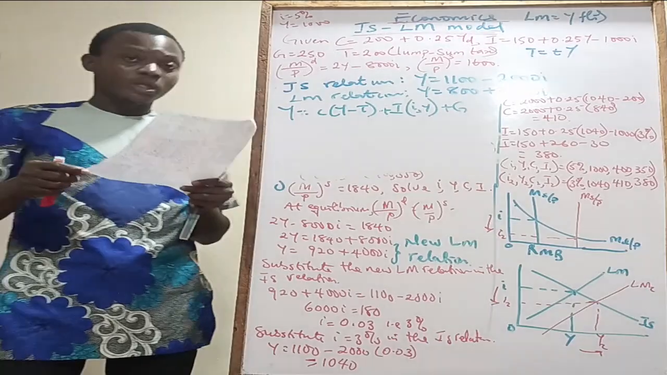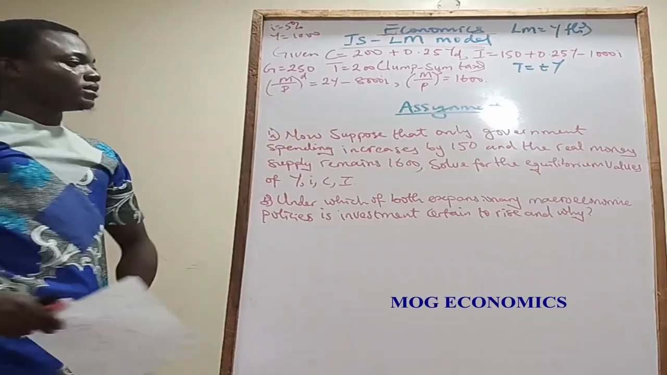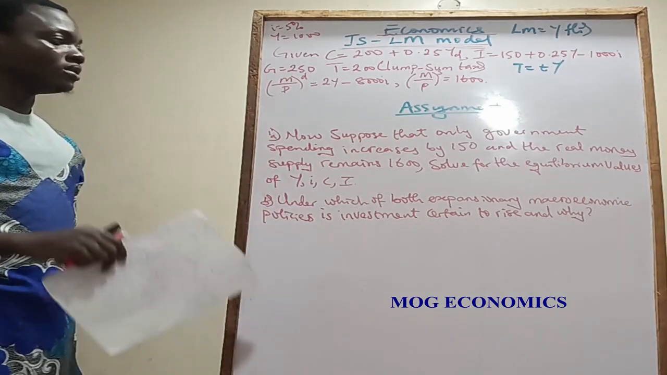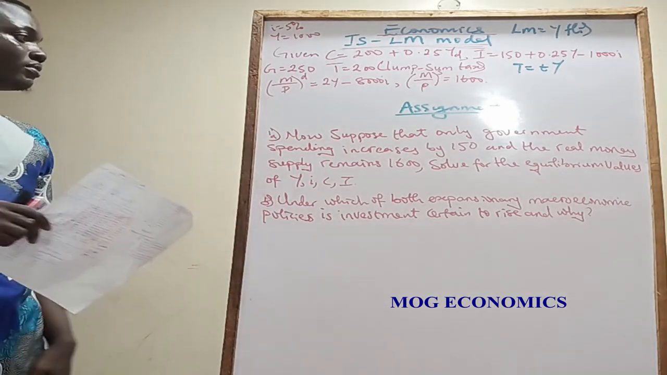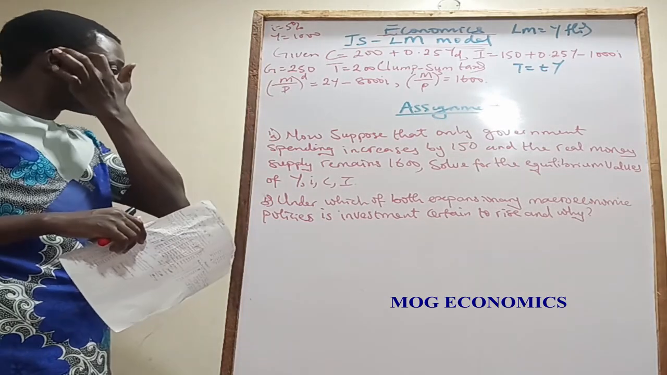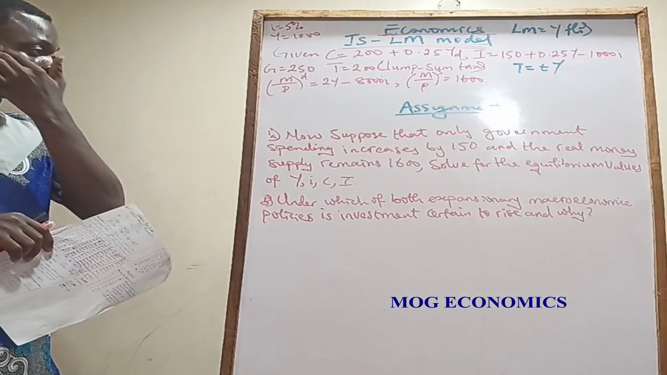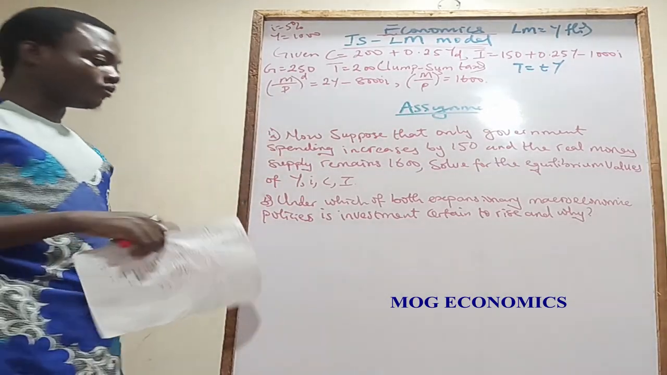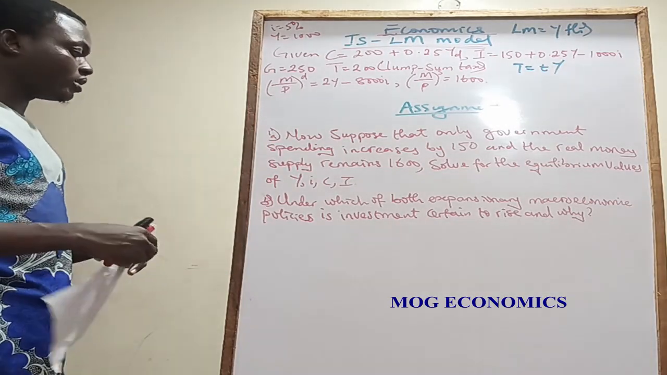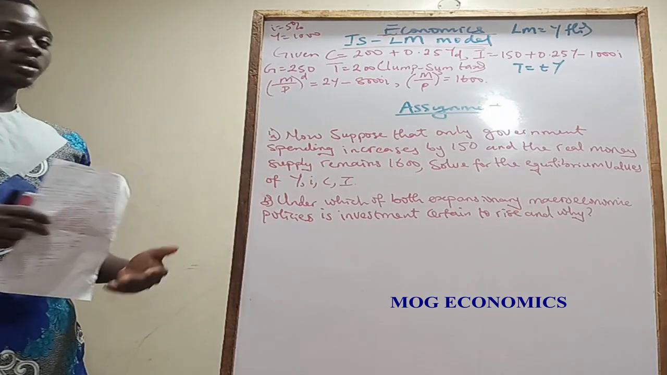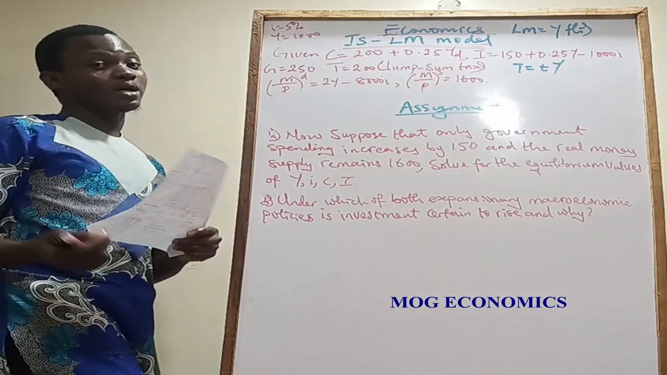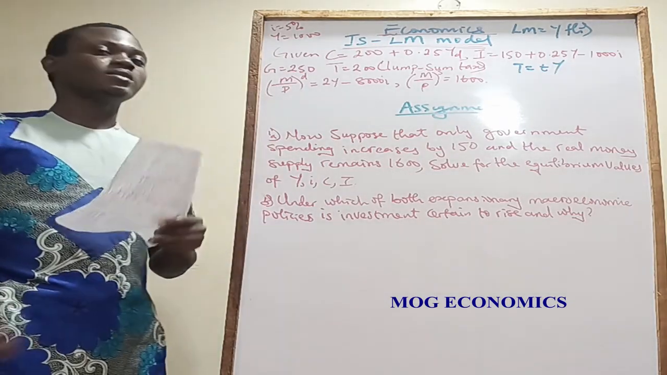Okay, so now your assignment, which is a continuation of the question. Suppose that only government spending increases by 150, and the real money supply remains 1600, that is the initial level of the real money supply. Solve for the equilibrium values of the four things we look for: output, interest rate, equilibrium consumption, and equilibrium investment. Then B, under which of both expansionary macroeconomic policies is investment certain to rise and why? If you attended our previous lesson, you actually know what the answer is going to be.